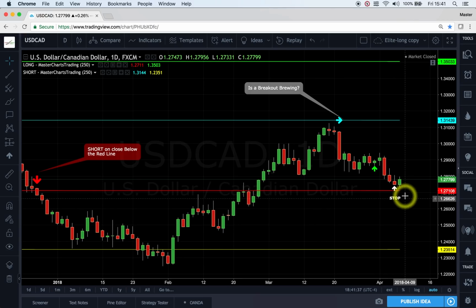Notice that my stop is very close. I just need to close below this red line, and I'll be out of this trade. It's possible that the Canadian dollar is the first to reverse versus the United States dollar.